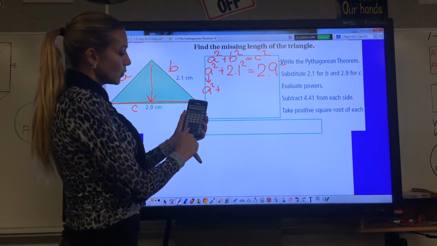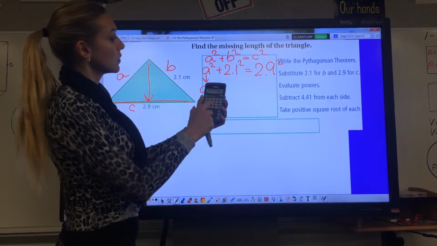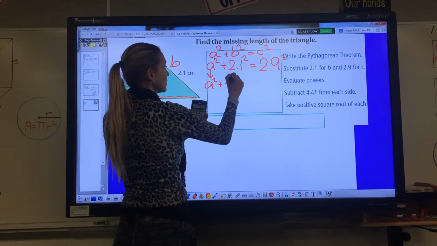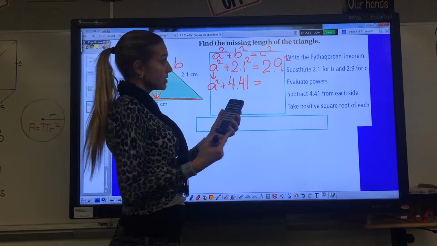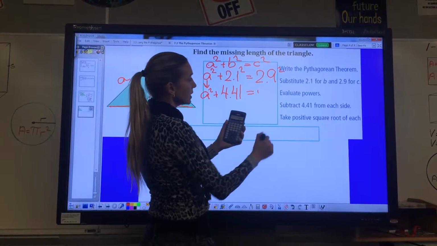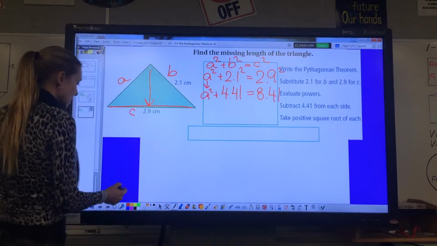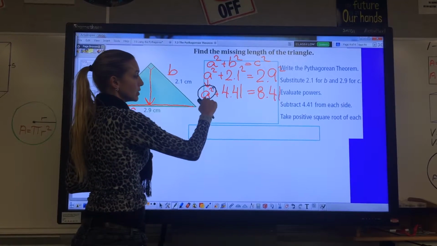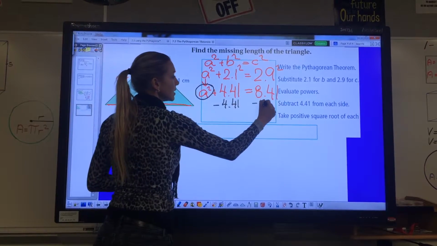So I'm going to put 2.1, and this in here, x to the second power, that's the square button. So 2.1 squared is 4.41 equals 2.9 squared, let's see, 8.41. Well, I am not done. I'm trying to solve for A. I need to know that. To get A on its own, I have to subtract the 4.41 from both sides first.